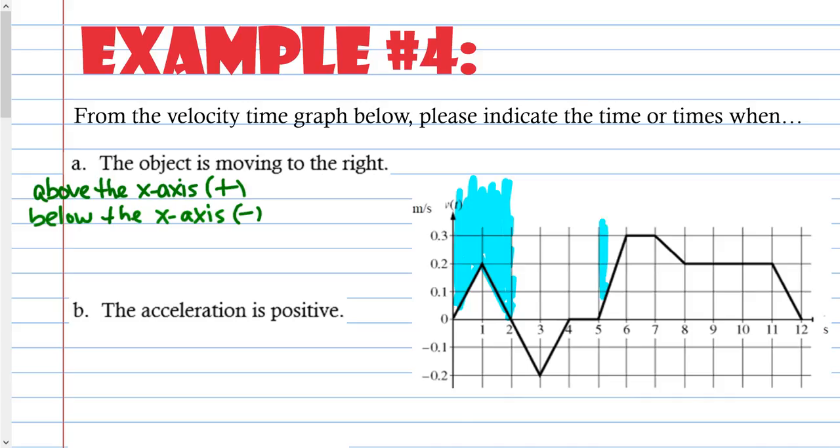Technically, this right here is above, right? All of this. I'm only highlighting it to give you an idea, an understanding, of what is positive. So from, let's see, from 1 to 2, and then from 5 to 12. It's above the x-axis, therefore it is positive. So velocity is positive for all of that. Actually, let me write it a little differently.